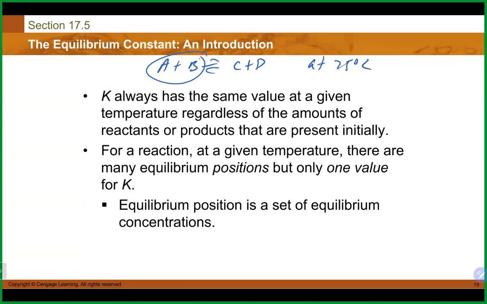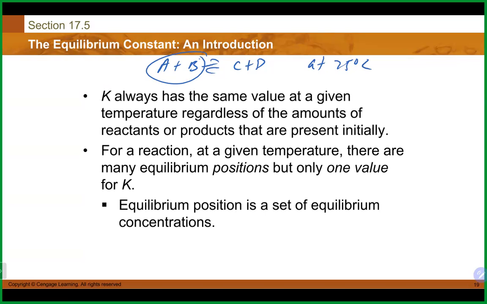You then could do it with just C and D and no A and B, so all products, no reactants, and you would get the same K value. You could start with a little bit of A, B, C, and D, it doesn't really matter, and you would get the same K value as long as you did not change the temperature.